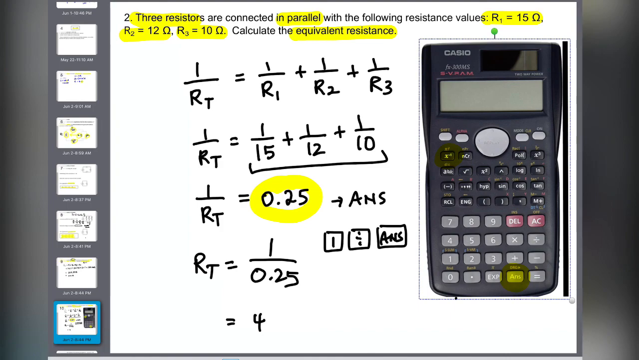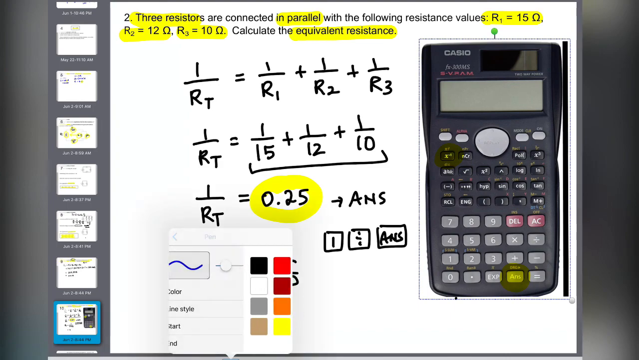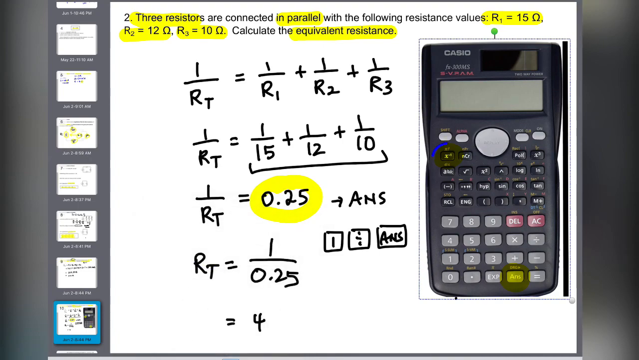Another way that you could do this, the alternate way, is you can use the inverse button as I indicated here, right? The x minus 1 is sometimes a 1 over x button. It depends on what your calculator is. Everything is different. So I always just like to use my ANS button because that's the easiest one for me.